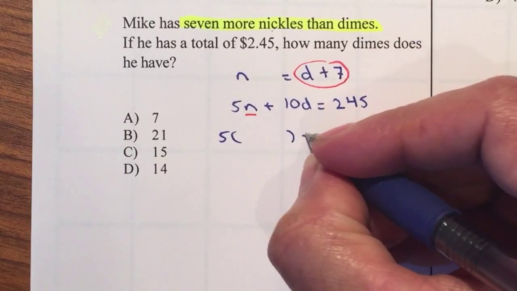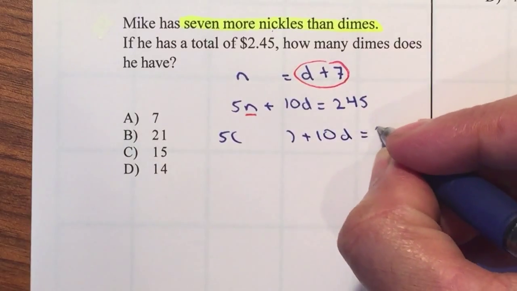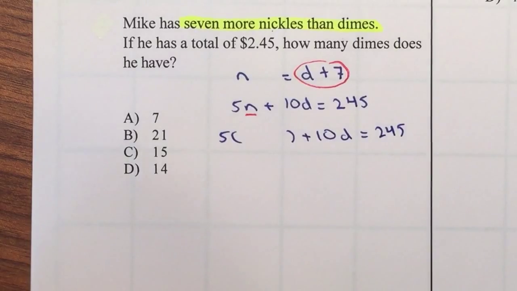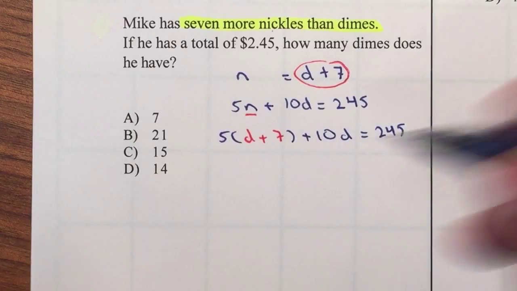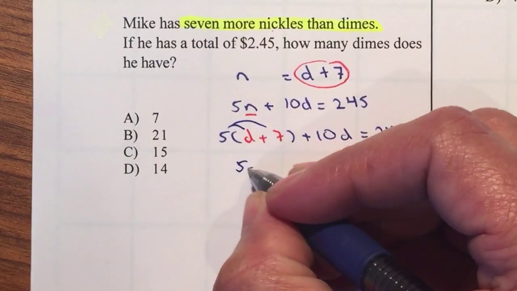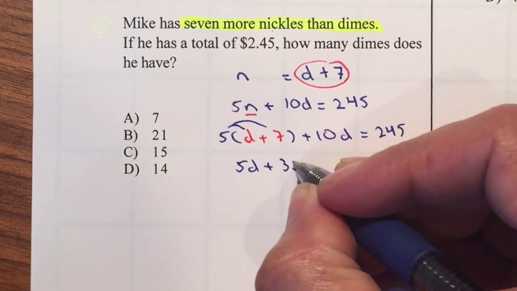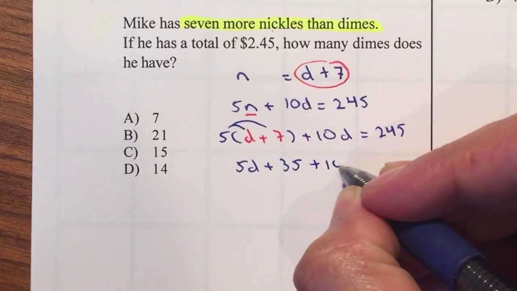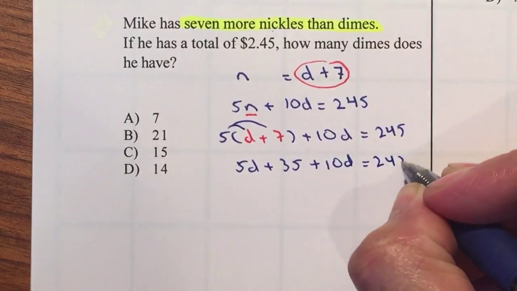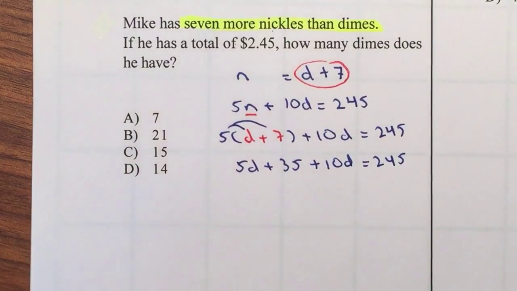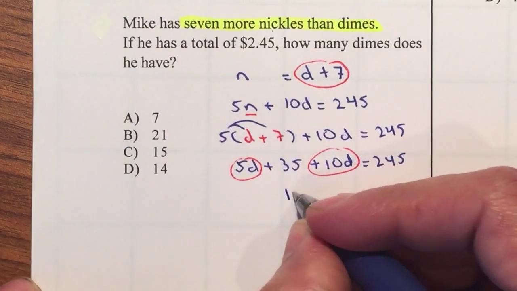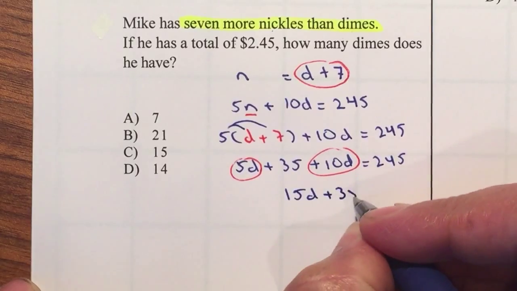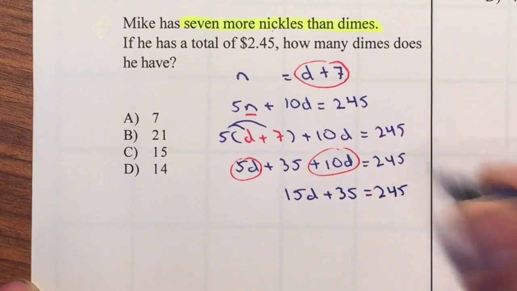5n plus 10d is equal to 245. And instead of the n, I'm going to replace it with the value of n, which is d plus 7. Distribute the 5 first, so it'll be 5d plus 35 plus 10d equal to 245. And now I just need to combine like terms and solve for d. Combine the d's. That gives me 15d plus 35 equal to 245.